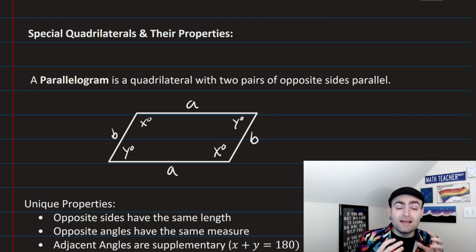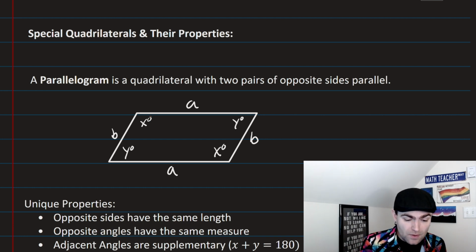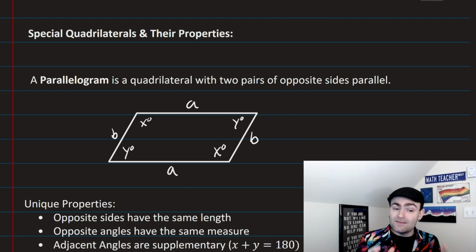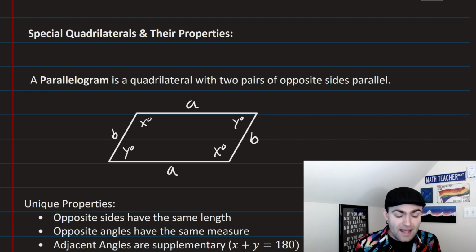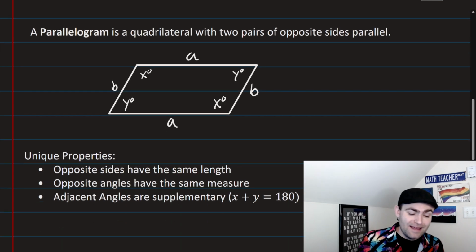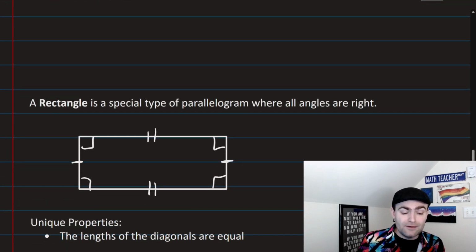What does that give us? That gives us that the opposite angles have the same measure. So whatever this is going to be the same over here. Whatever this is going to be the same over here. Opposite sides have the same length. So if this is B, this has to be B as well. If this is A, this has to be A as well. And the adjacent angles, the angles that are not across from each other, in this case x and y, must sum to 180 degrees. They are supplementary.